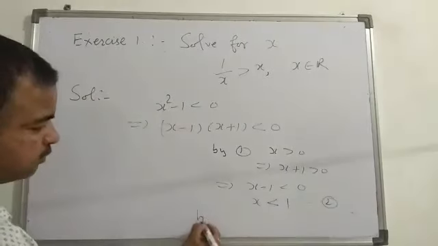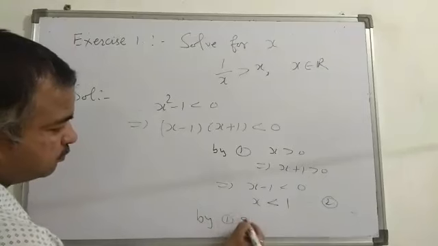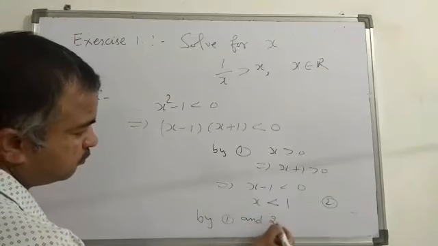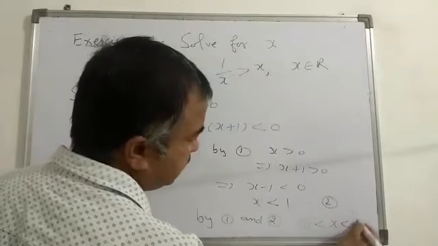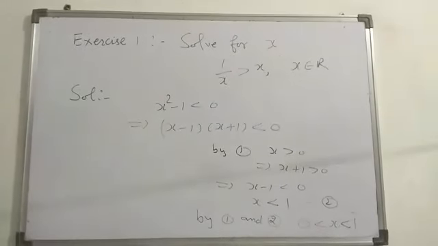So by 1 and 2, zero less than x less than 1. So the first step, we get 0 less than x less than 1.